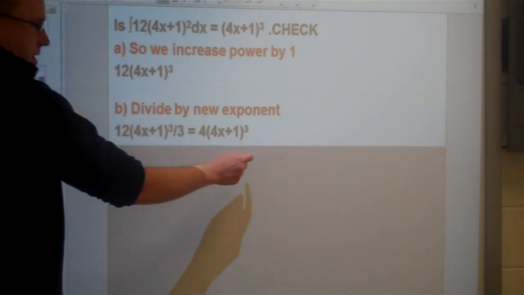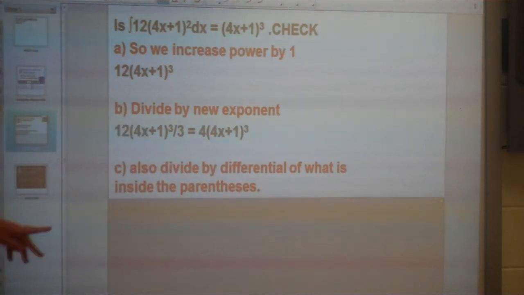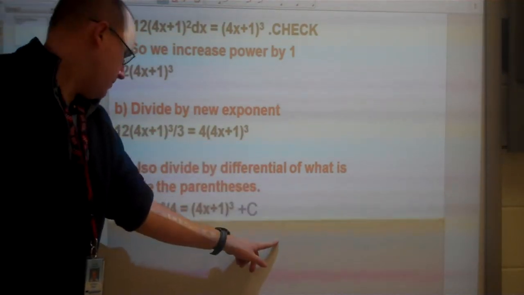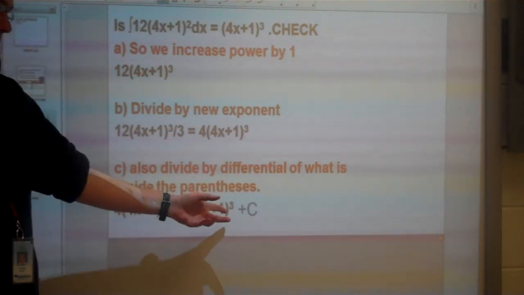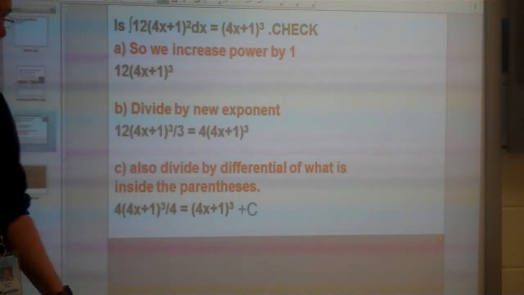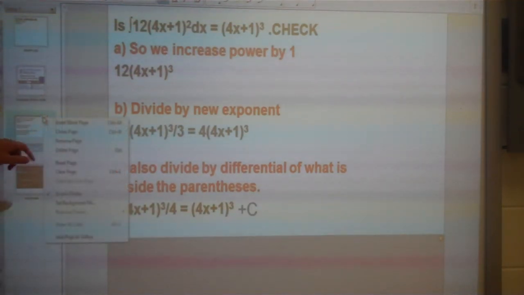And 12 divided by 3 is 4. And then we're also going to divide by the differential of what's inside the parentheses. So the differential of 4x plus 1 is 4. And then 4 over 4 cancels out. And we do indeed get back to 4x plus 1 cubed. But also we've got to remember to put a c on the end of the question.